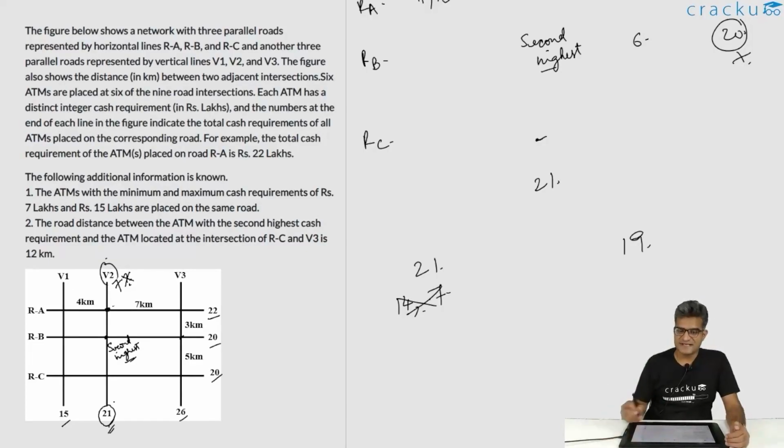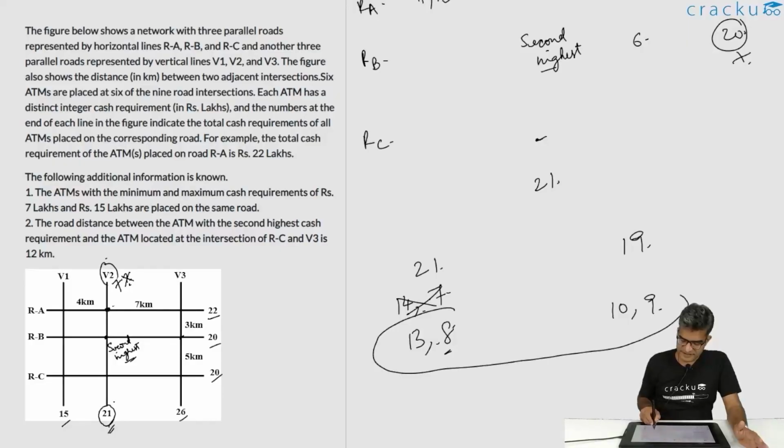If the second highest is 13, the partner for it will be 8. So in that particular case, this will be 13 and this will be 8, which seems to be fine. There is no contradiction. So 13 and 8 is a possibility, which would imply that the remaining 2 numbers, which have to total up to 19, have to be 10 and 9. Because it cannot be 12 and 7, because 7 is already taken. It cannot be 11 and 8, because over here we have 8. So the only possibility is 10 and 9. This seems to be completely fine. That is, the remaining 4 numbers can be 13, 8 and 10 and 9.